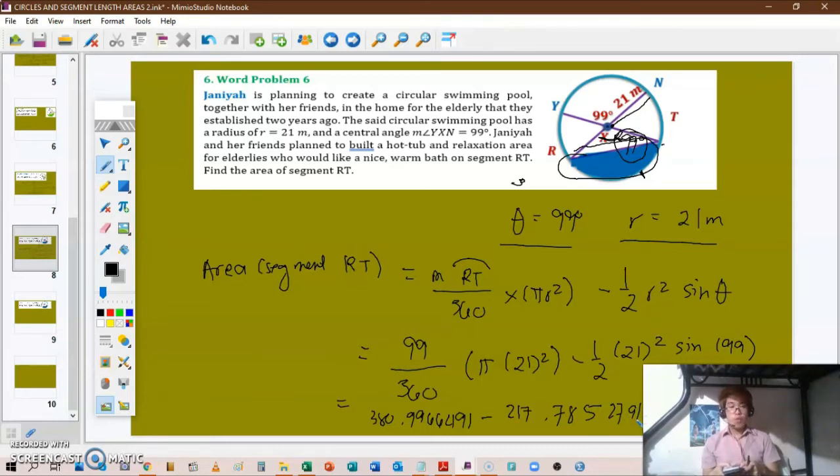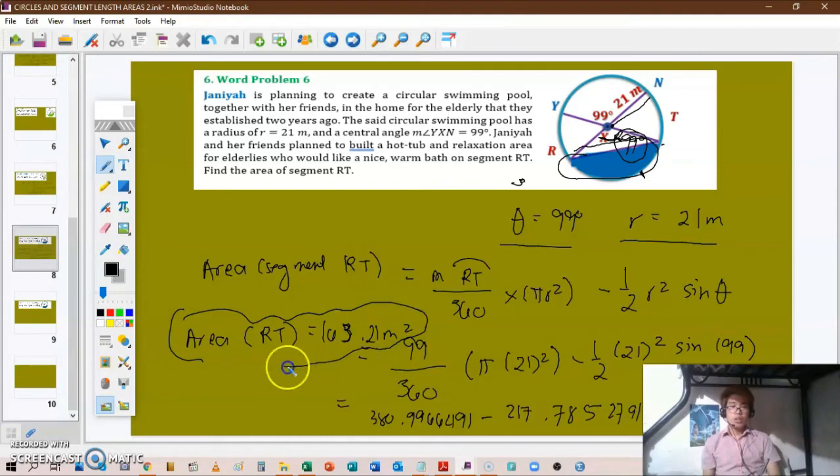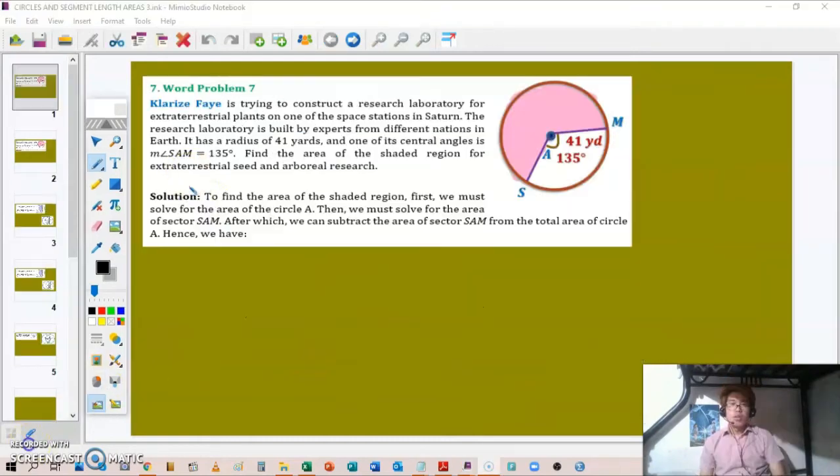So we have to subtract 217.785271 from 380.9966491. The answer here, the area of segment RT, is going to be equal to 163.21 squared meters. There you go. So that's the area of segment RT, equal to 163.21 squared meters.